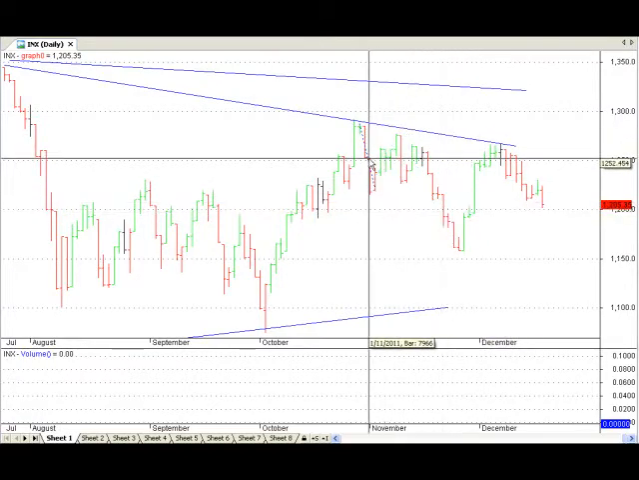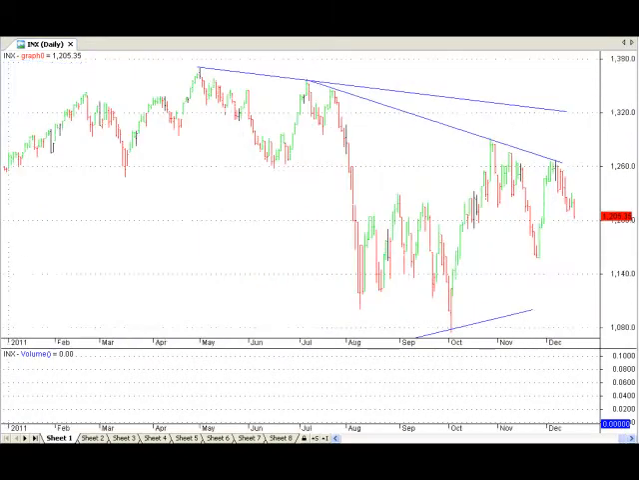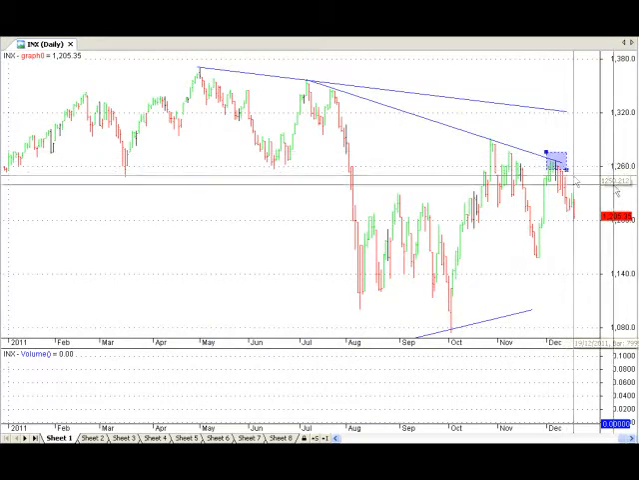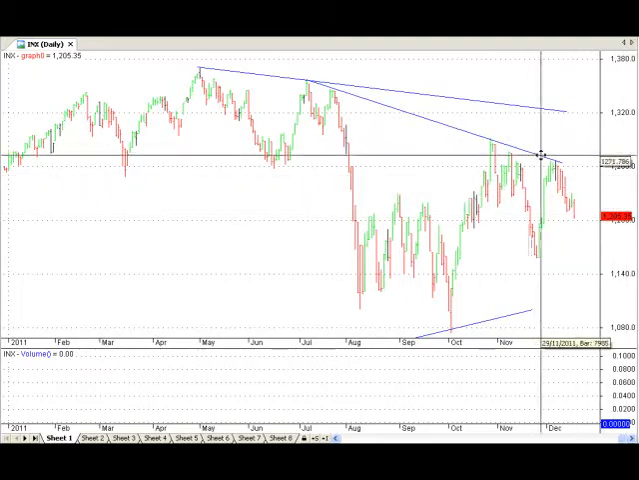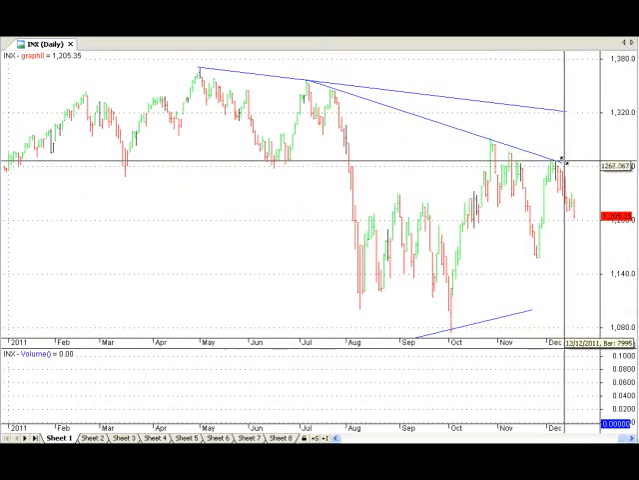Just to back that up as well, guys, what we also had was resistance at this exact level. That's the level that we called that the market would find resistance at. Why did we call that? That's just basically due to the downtrend line.